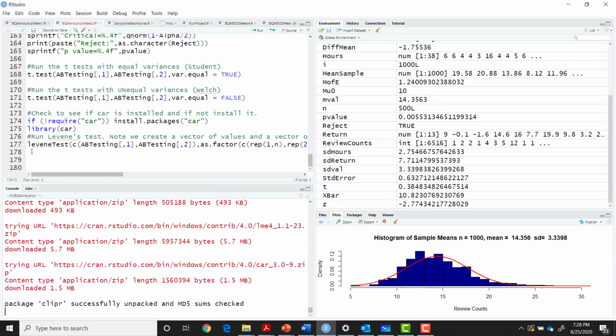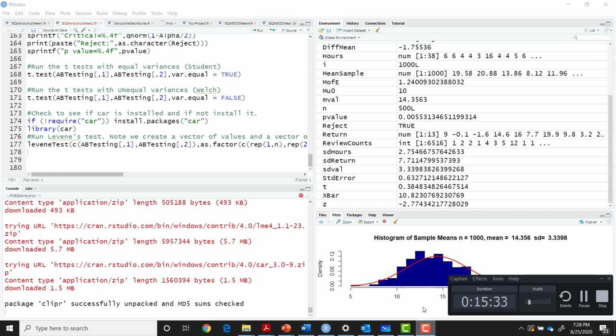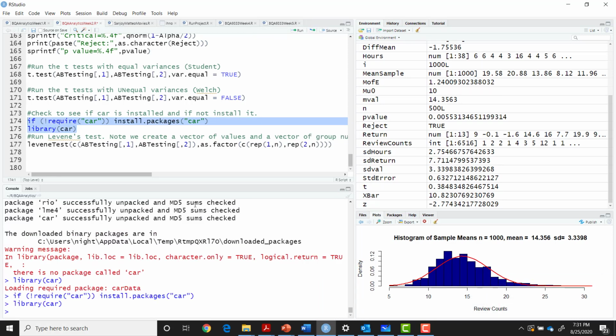And Levene's test is trying to load. Okay, sorry about that. Car required a few minutes to actually install. Okay, so now we run the Levene's test.